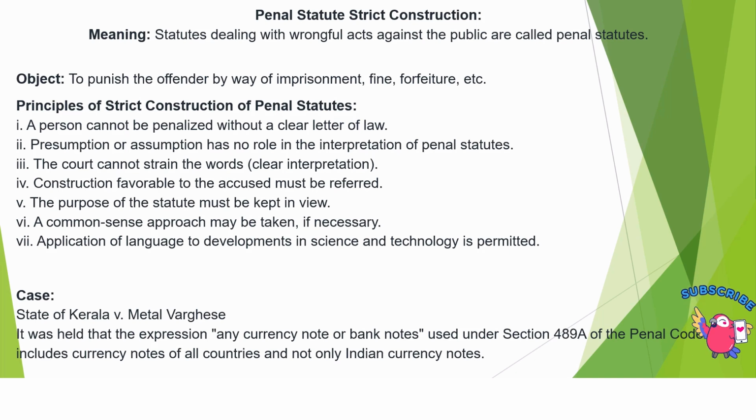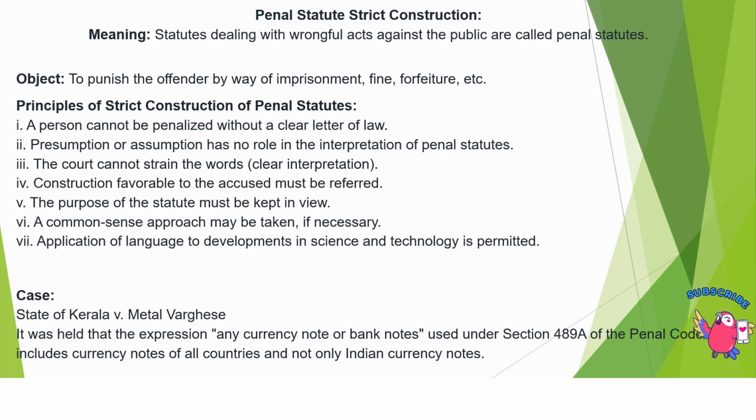Penal statute, strict construction. Statutes dealing with wrongful acts against the public are called penal statutes. Its object is to punish the offender by way of imprisonment, fine, forfeiture, etc. Forfeiture means संपत्ति को अधिग्रहित करना, कब्जा कर लेना, सरकार जो कब्जा कर लेती है, forfeiture.